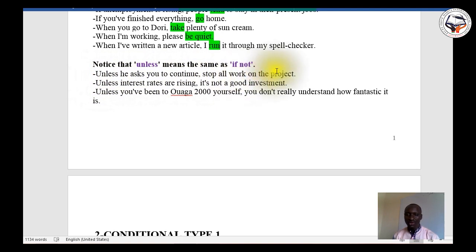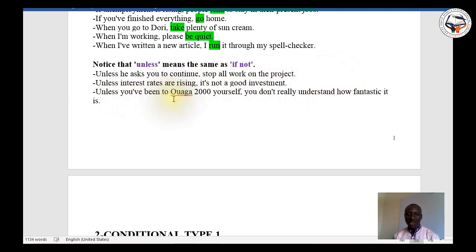Stop all work on the project unless he asks you to continue. Unless interest rates are rising, it's not a good investment.